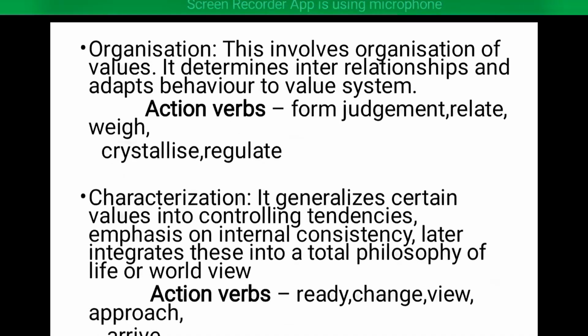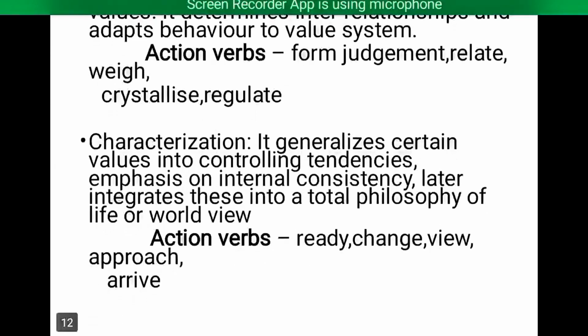Organization: this involves organization of values. It determines interrelationships and adapts behavior to the value system. Action verbs: form, judgment, relate, weigh, crystallize, regulate. Characterization: it generalizes certain values into controlling tendencies, with emphasis on internal consistency, and later integrates these into a total philosophy of life or worldview. Action verbs: ready, change, view, approach, arrive.